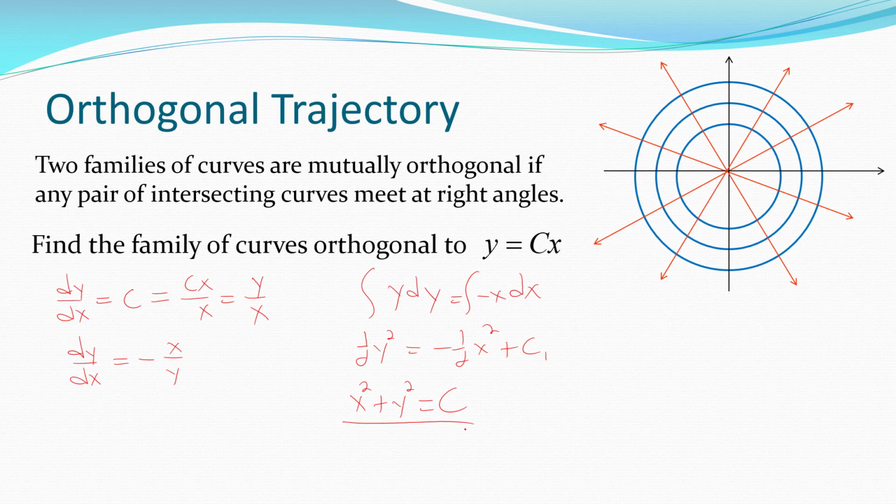So the family of curves orthogonal to y equals cx is x squared plus y squared equals just some other constant. And these c's don't have to be the same. It's just a way to describe the separate families.